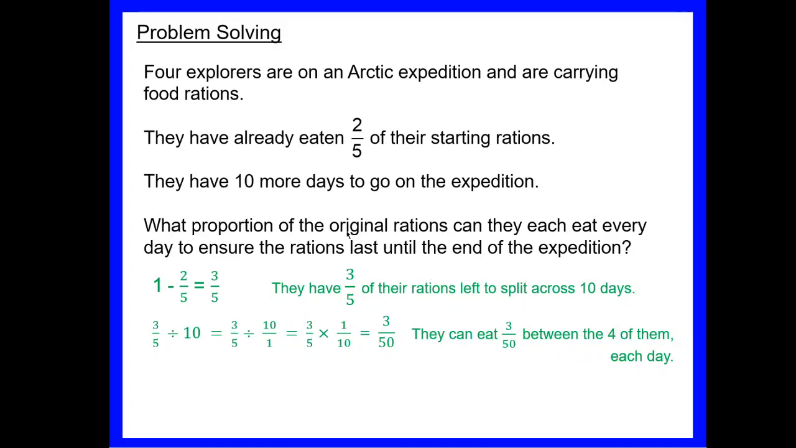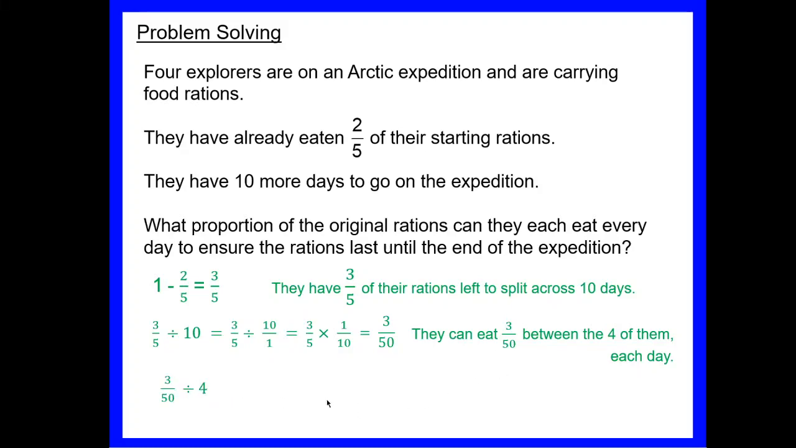Now we want to know how much each person gets. So that's enough for 4 people for 1 day. So we need to divide that now by 4 to see how much each person gets. So 3/50ths divided by 4.